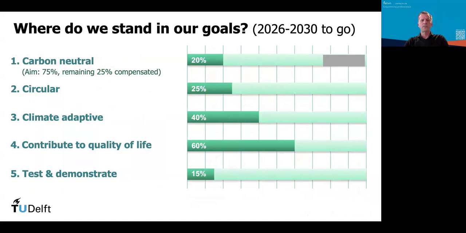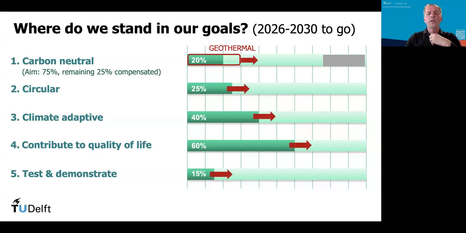Here you see my estimation of the achievement of the goals. The best goal we've worked towards is contributing to quality of life and biodiversity. That's really going well. Regarding the carbon, becoming carbon neutral, the geothermal heat this year will lead to an immense improvement of emission reduction. Same goes for the circularity measures that we took. Climate adaptiveness is going to be checked in the coming years for every building. And of course, the other ones are also to be improved.